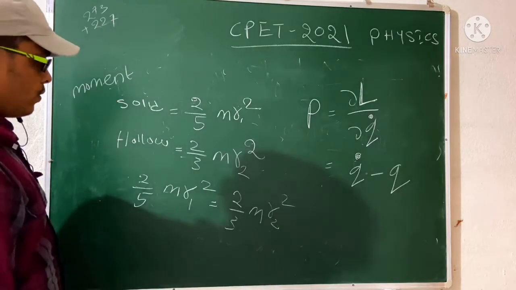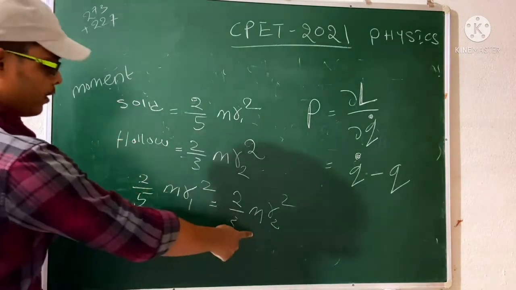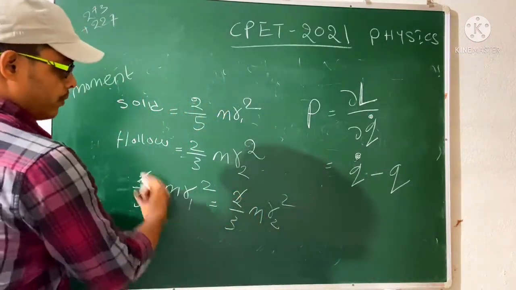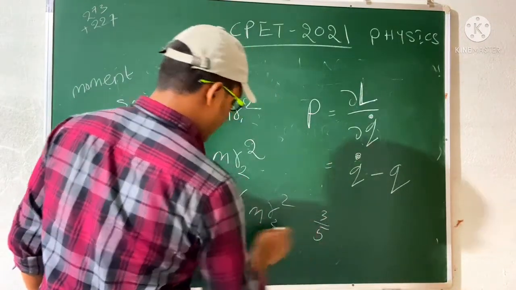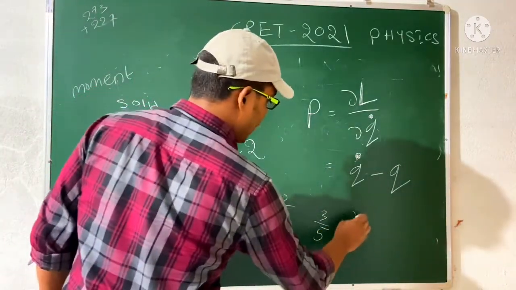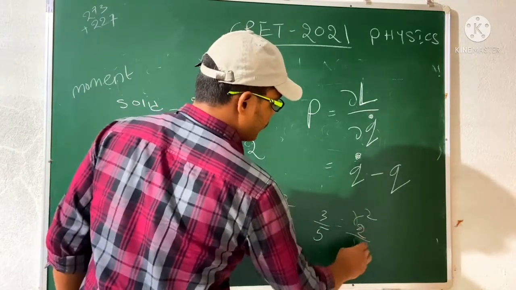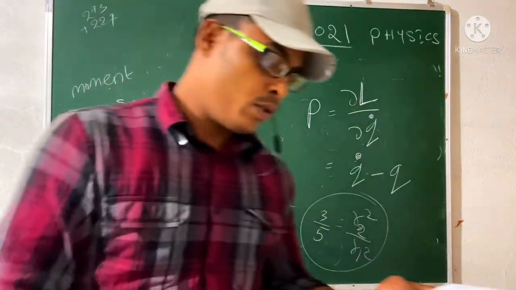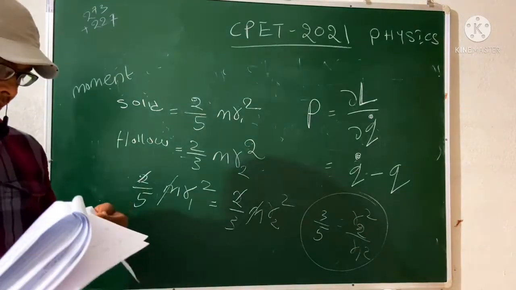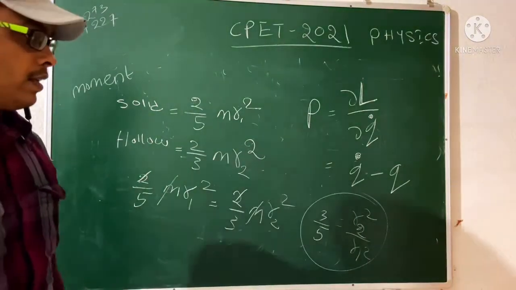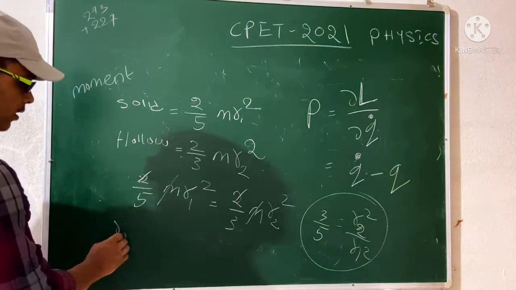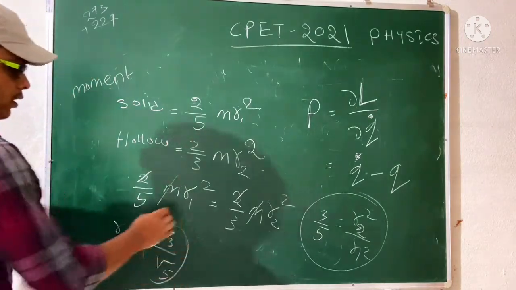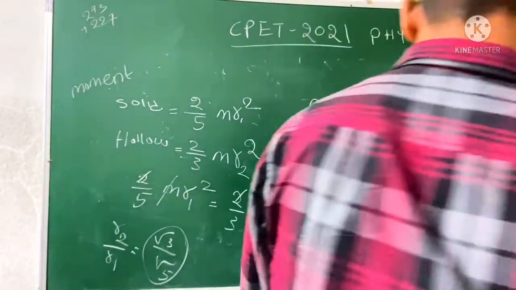So what will be the answer? We divide, so the 2 will be cancelled, that will be 3 by 5, and mass is the same. So that will be R2 squared divided by R1 squared. Now you can obtain R2 by R1. So the answer is root 3 is to root 5. So 20 answer is option A. R2 is to R1 is root 3 divided by root 5, that is answer A.